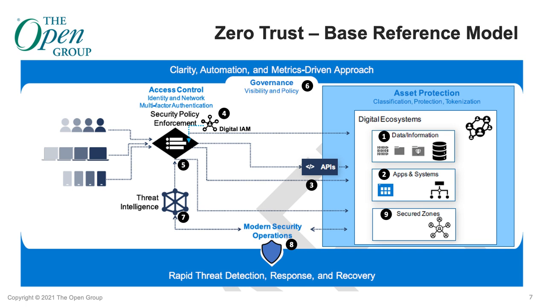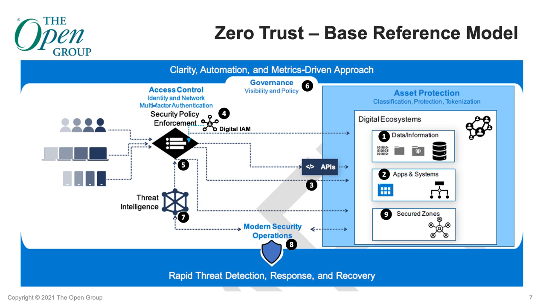As you go up to step six, you'll see governance, showing the need to have visibility and management of your policy. We then move down through to step seven, threat intelligence. And then your threat intelligence, along with your asset logging and behavior analytics, is all feeding into your modern security operations represented by step eight. And then finally in step nine, you have your secured zones, segmenting your assets into as small of a blast radius as possible. As a side note, with this model, we're not tracing through a single end-to-end transaction here. So the numbers and the order are a bit arbitrary.